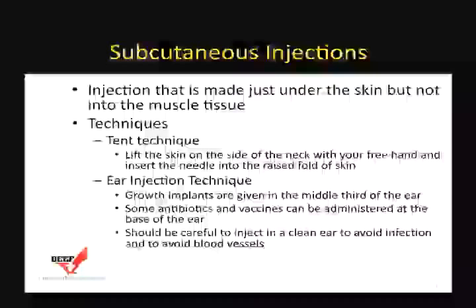Start back off towards the outer portion of the ear so that the implant ends up in the middle portion of the ear. Some antibiotics and vaccines have been approved for an injection site at the base of the ear, and when giving injections at the ear, always make sure that the surface is clean and try to avoid blood vessels to limit any bleeding.